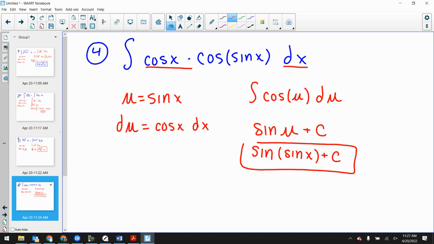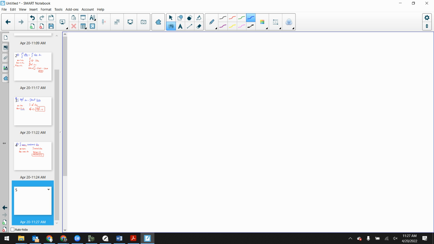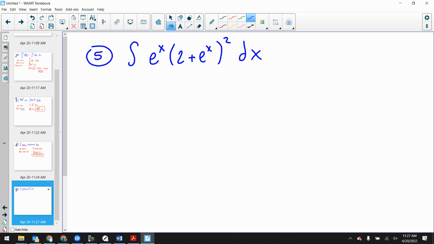Okay, last one I got for you here. So we've got the integral of e to the x, 2 plus e to the x squared dx. It's like one of those problems that, if I showed you this at the beginning of the year, you'd be like, there's no way I can do that. But now, because you guys are smart now, you know that this problem is probably easier than a lot of the other ones.